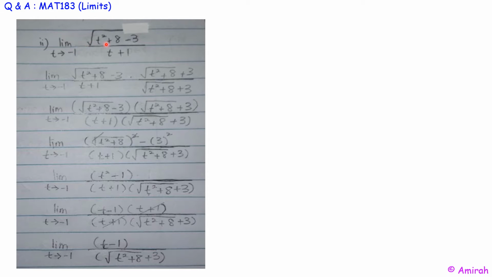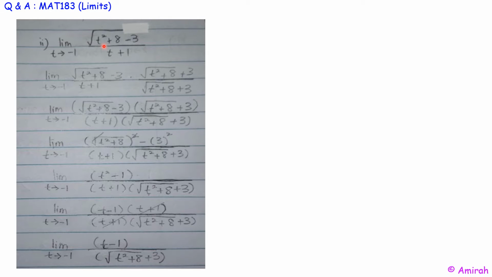Okay, this is the question. Evaluate the limit as t approaches -1 of (square root of t squared plus 8 minus 3) over (t plus 1). Okay, this is your friend's solution. Okay, and then dia start sampai sini. Okay, so kita nak tengok macam mana nak solve soalan ini ya.